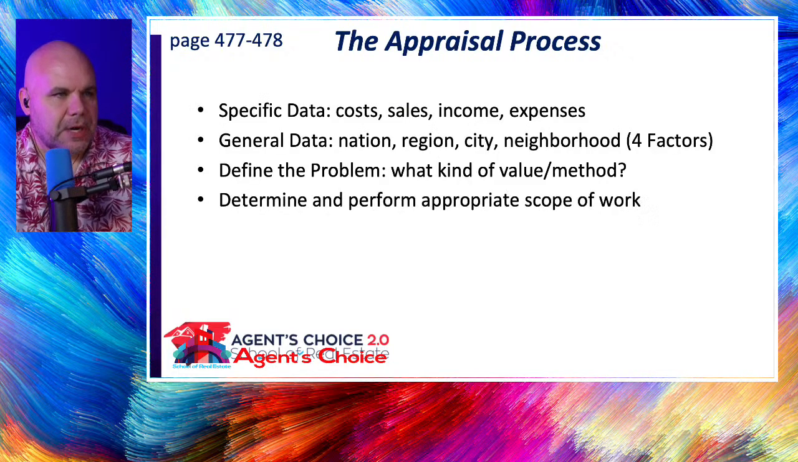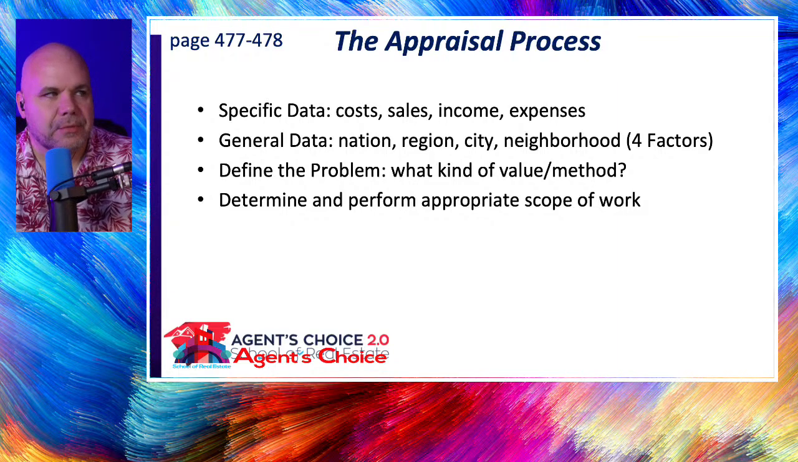And here's that appraisal process that we kind of saw the outline of. Getting the specific data, income and expenses if it's an investment property, sales prices if it's a comparison method, the general data about the nation, the region, the city, the neighborhood. You know, this seller's market is pretty much nationwide. It's more intense in some areas than others, but an appraiser knows this. Then they're going to see, how does it affect this neighborhood for this house?